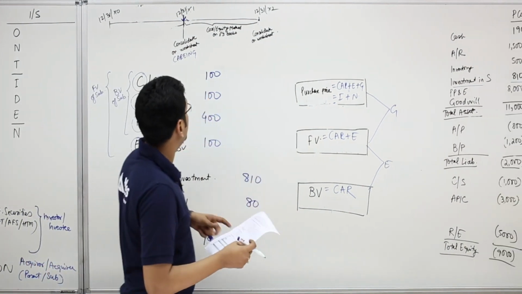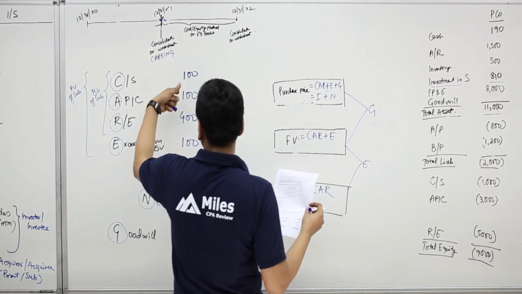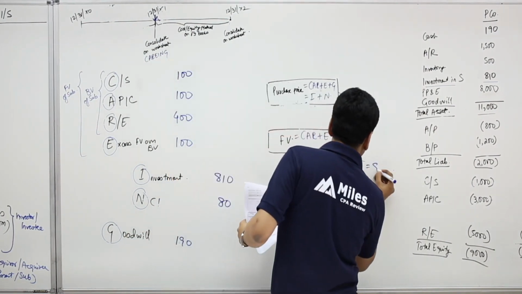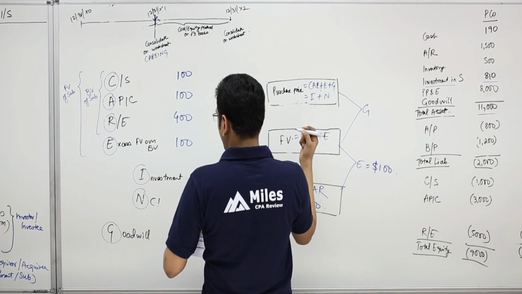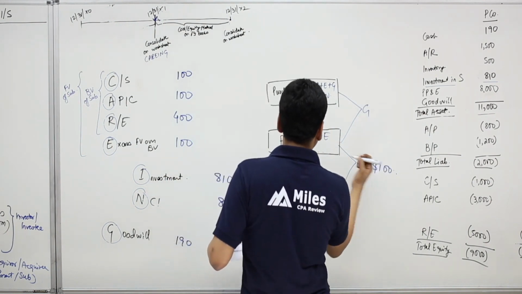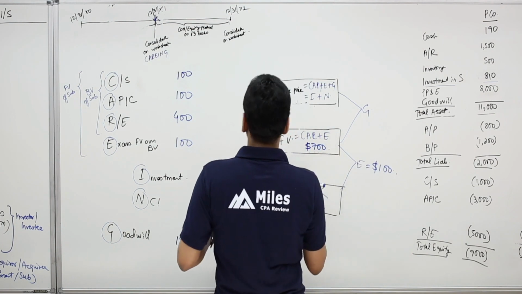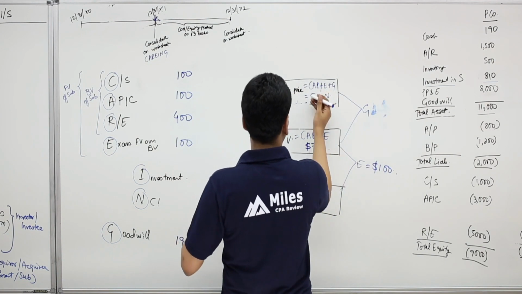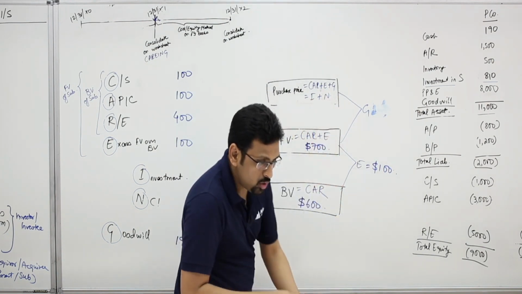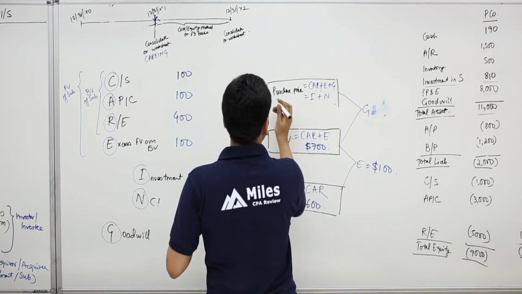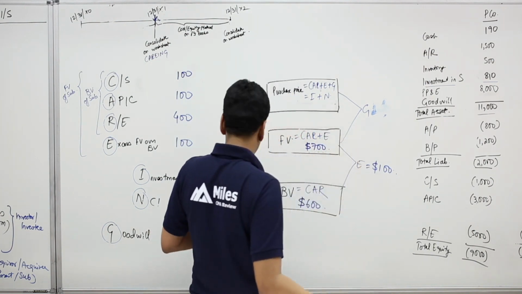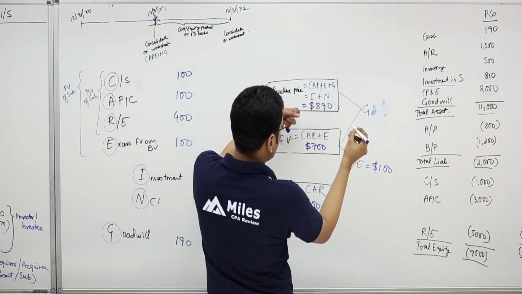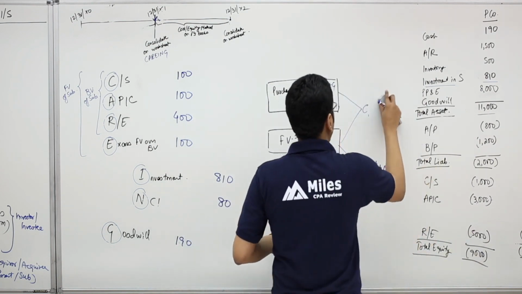So now building up on the chart that we have, book value is C plus A plus R, that's $600. Excess fair value $100. Then you have 600 plus 100, fair value is 700, and then you have goodwill. But let's calculate this first and then we'll do goodwill. So investment plus non-controlling interest. This number calculates to 810 plus 80, 890. 890 minus 700 gives us goodwill, which is $190.